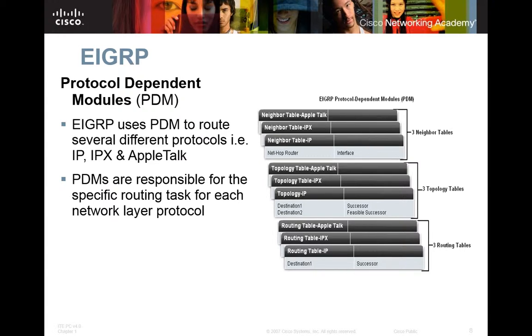EIGRP uses PDMs to route several different types of packets: IP, IPX, and AppleTalk. What's the difference between the three? Which one's still in use? Which ones are not? AppleTalk still is. IPX still is. They're used about that much. And those are legacy systems. PDMs are responsible for specifically routing the task to each network layer.